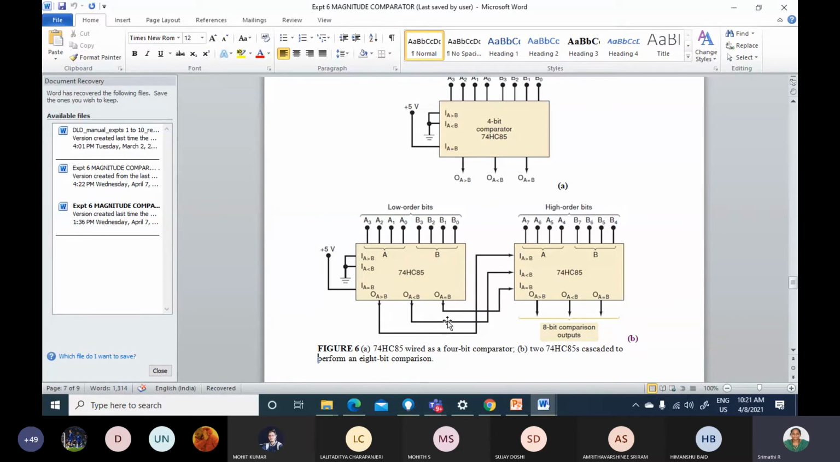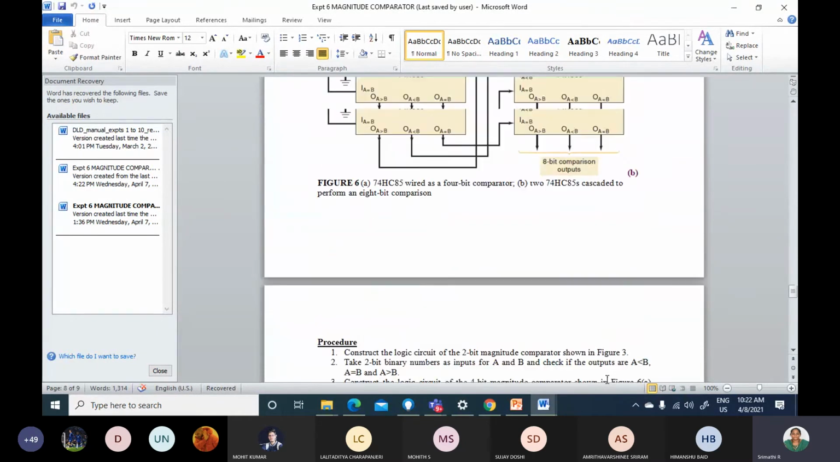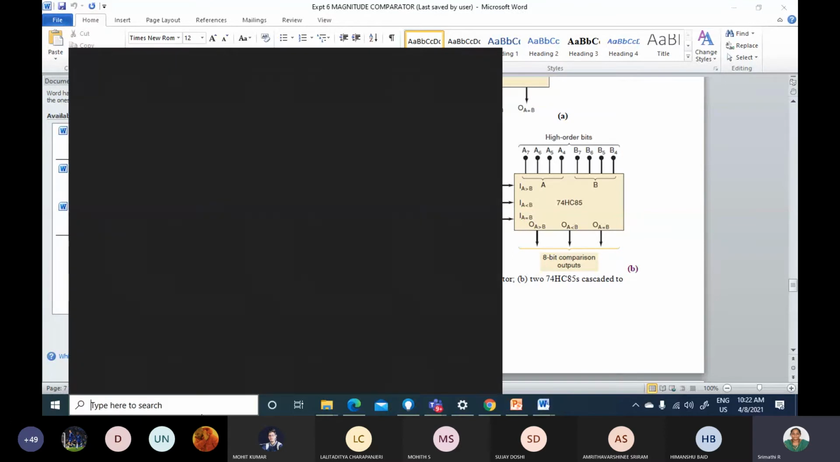And the output A equal to B has to be given to the cascading input A equal to B, the output A less than B has to be given to A less than B, and the output A greater than B I have to give to A greater than B of the second IC, and this is your higher order bits. Here you will be getting the 8-bit comparison output. This is how you need to compare 8 bits.